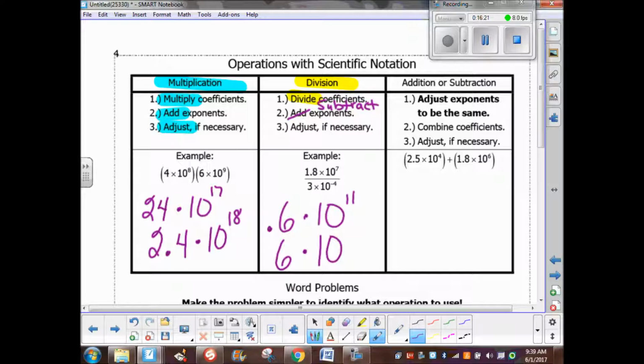Why do I need to adjust? It's 0.6. That's not between 1 and 9. So 0.6 is smaller. So I need to make this smaller by what? 1. Okay. We are going to straight up change the rules in this one. Just the first one. So we're going to expand. Then we're going to just combine. And then we're going to adjust.